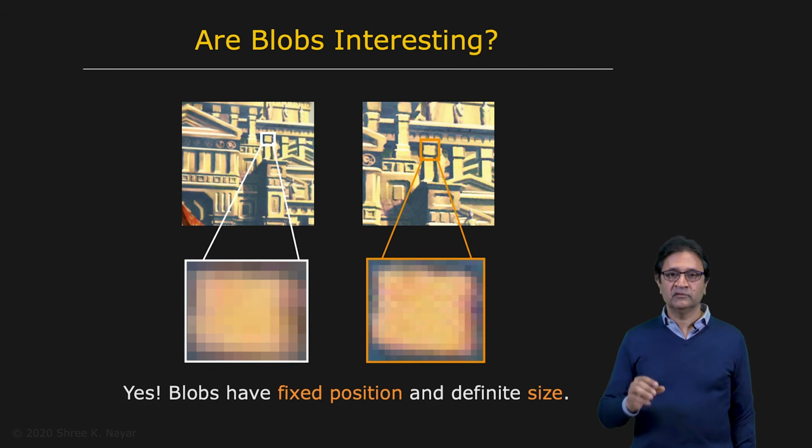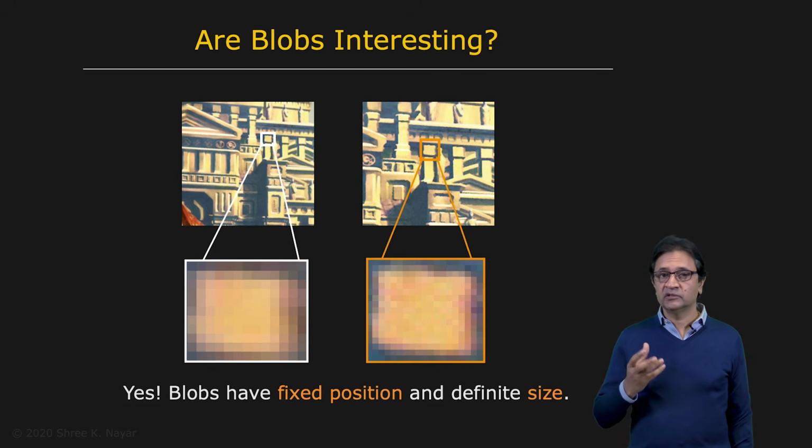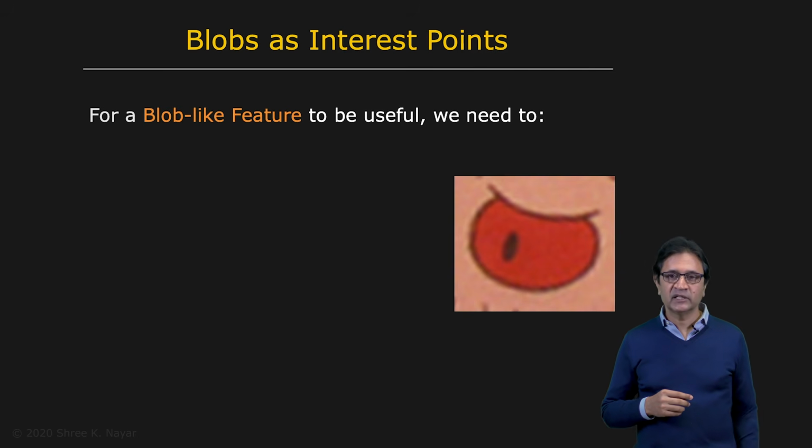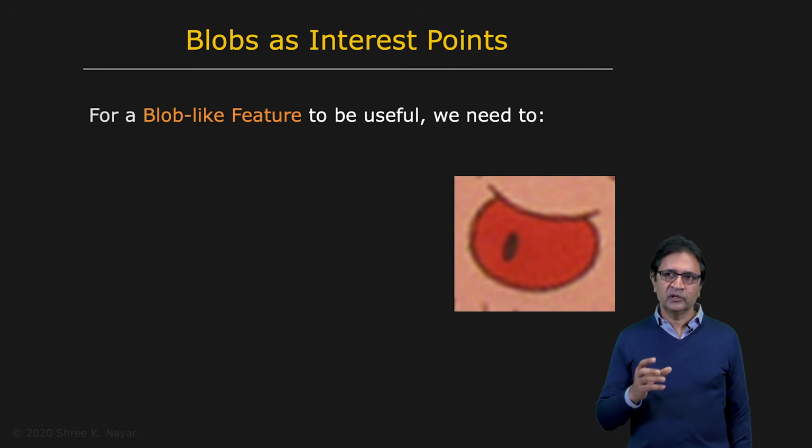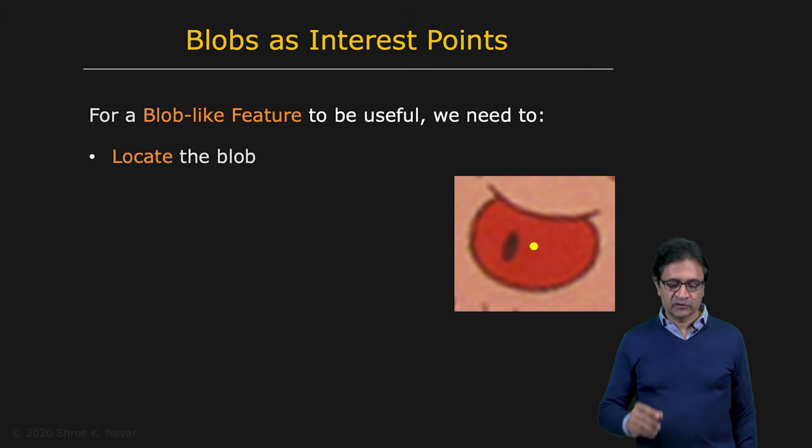So yes, blobs have a fixed position and may have some interesting appearance within it, and therefore could be potentially very good interest points. So we're going to do exactly that. We're going to use blobs as interest points. And so for a blob-like feature to be useful, we need to have certain attributes. First, we need to be able to locate the blob. That is, there should be a position associated with it. The position doesn't have anything to do necessarily with any particular feature in here, inside the patch. It is a position that emerges from the way we actually do the detection of blobs.